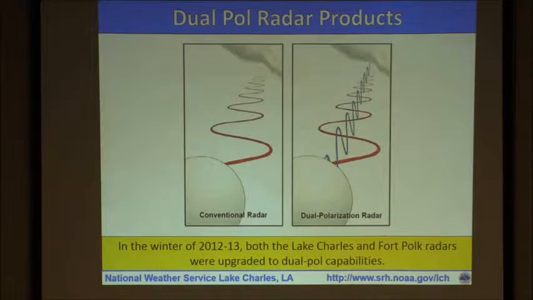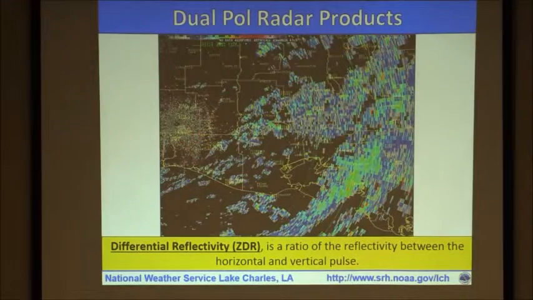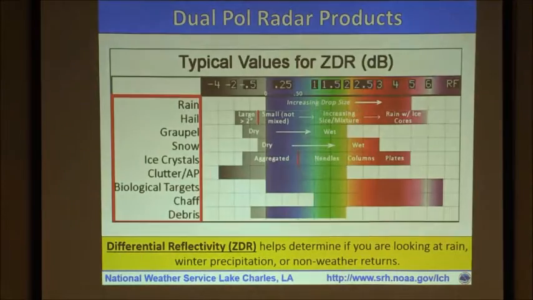This is something that came in a couple years ago. We talked about this a little bit before. Conventional radar sends out a radar beam, one single radar beam. Now it sends out two, one horizontally, one vertically. And that dual pole radar actually helps us determine some other things on there. So let me just back up and go over a couple of them here.